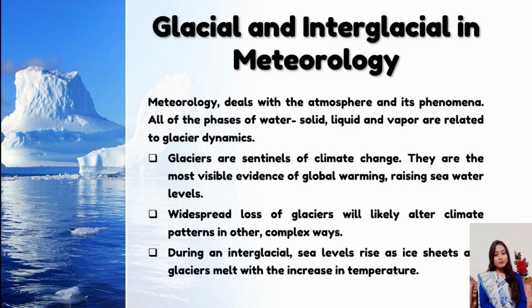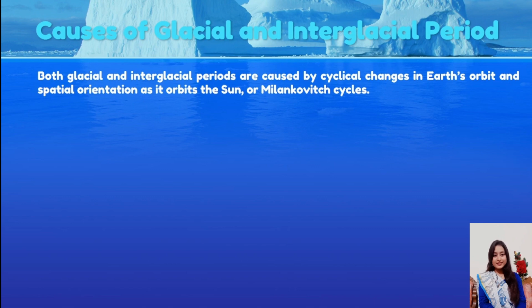Glacial and interglacial in meteorology. Meteorology deals with the atmosphere and its phenomena. All the phases of water are related to glacial dynamics. Glaciers are the sentinels of climate change, and widespread loss of glaciers may alter the climate pattern in complex ways. During an interglacial period, sea level rises as the temperature increases. Then comes the causes of both periods.